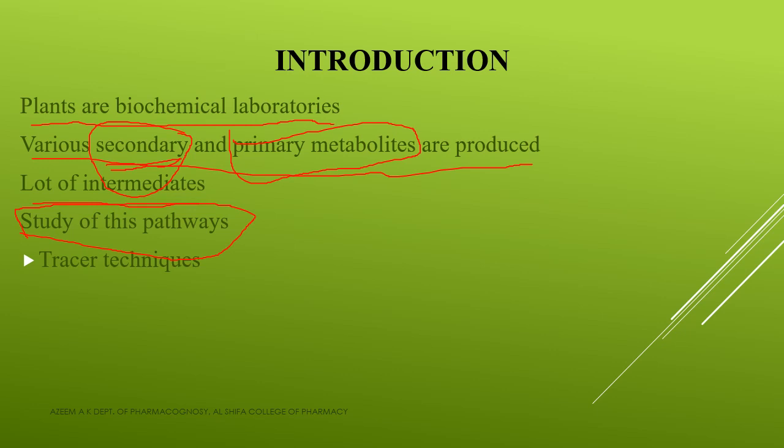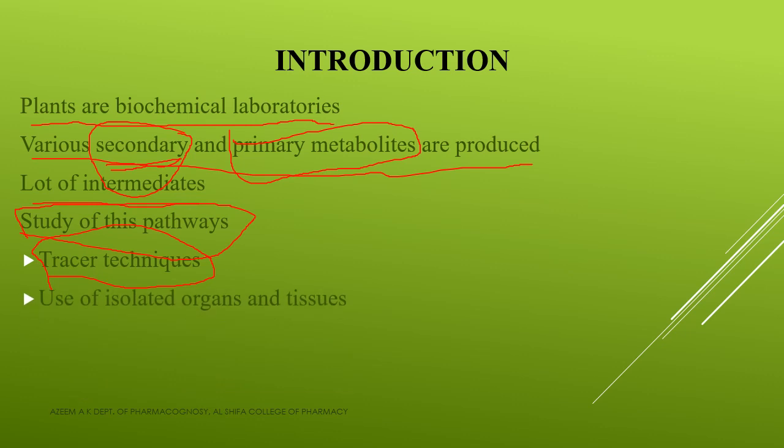But nowadays, a lot of techniques are available for studying these metabolic pathways. Among the different techniques available, tracer techniques play a major role in the investigation of biogenetic pathways. Clear? That is, plants are biochemical laboratories, various secondary as well as primary metabolites are produced, and a lot of intermediates are required in the formation of these metabolic pathways. The study of these pathways is very difficult, and among the many techniques available, tracer techniques play a major role.